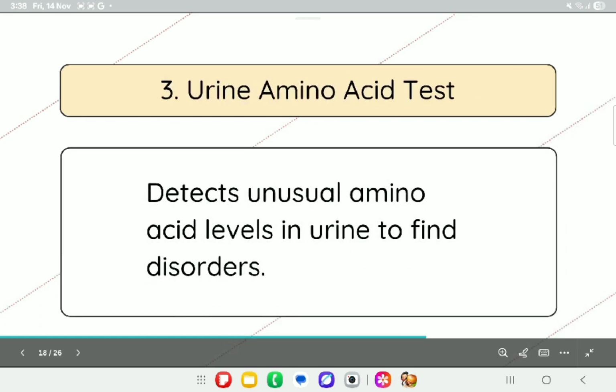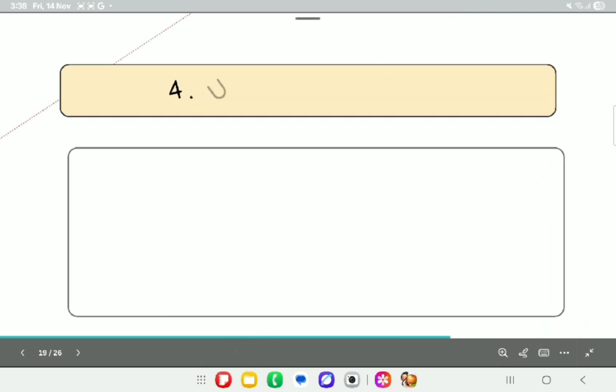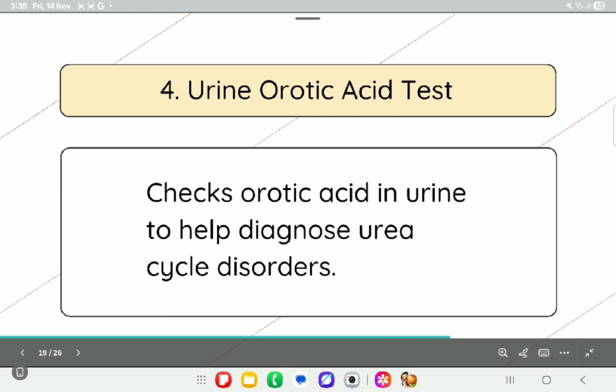Third is the urine amino acid test. It detects unusual amino acid levels in urine to find disorders. And lastly, the urine orotic acid test. It checks orotic acid in urine to help diagnose urea cycle disorders.